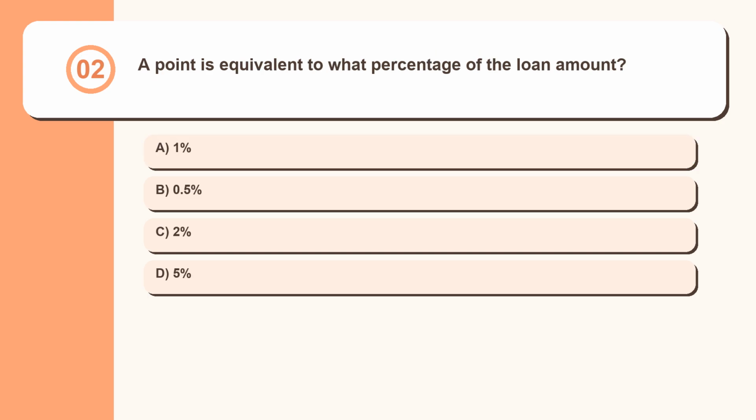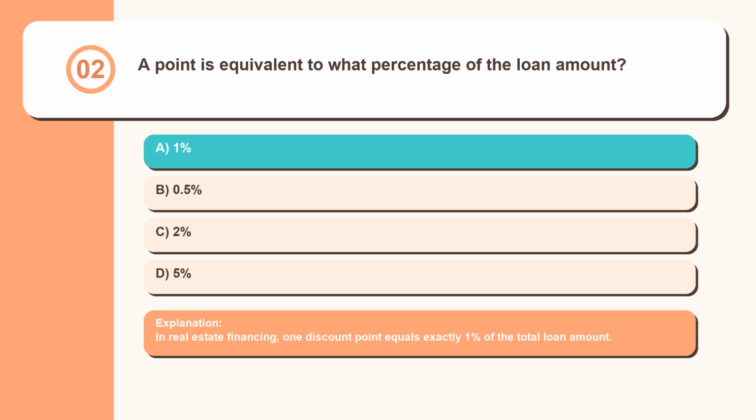Question 2. A point is equivalent to what percentage of the loan amount? 1%, 0.5%, 2%, 5%? In real estate financing, one discount point equals exactly 1% of the total loan amount.